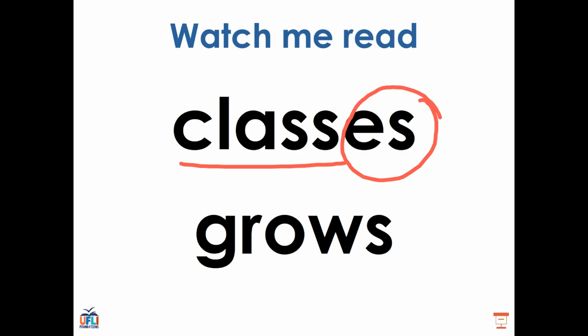That's different than this word, grows. The base word here is grow, and the suffix is s. Grow and grows are both one-syllable words. That means that we're not adding an extra vowel. We can just add the s to make it plural or present tense. He grows.